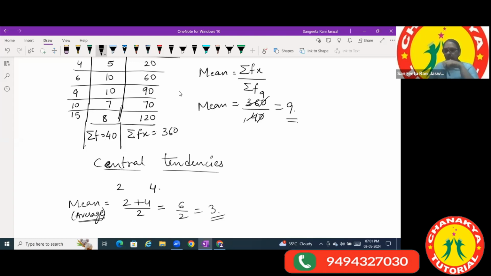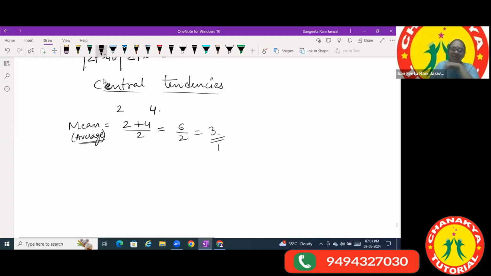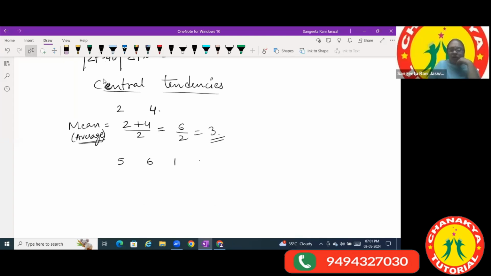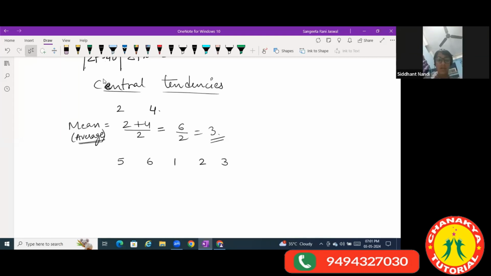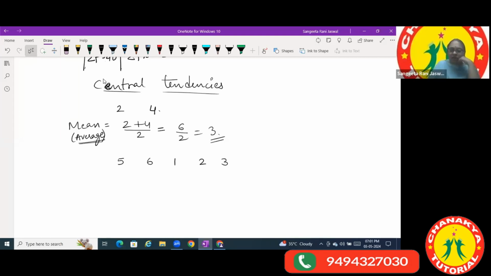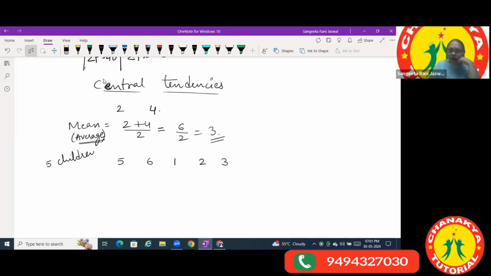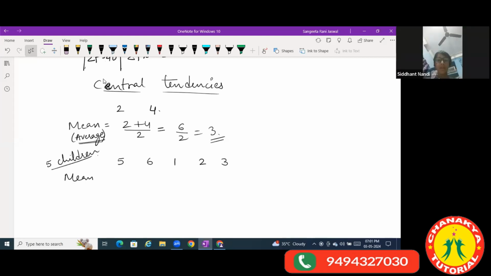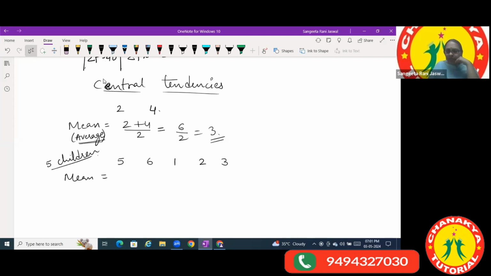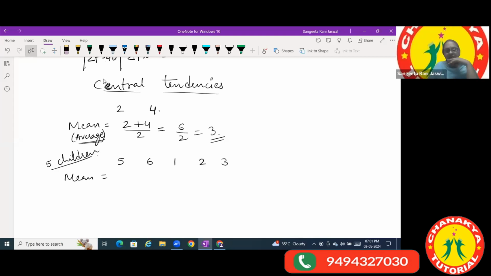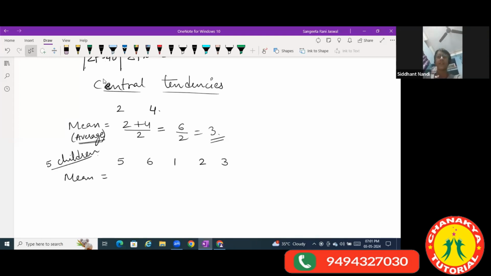Right, children? So suppose you have marks of children of your class: somebody got 5 marks out of 10, somebody got 1 mark, somebody got 2 marks, somebody got 3 marks. These are marks of 5 children in your class. You have to find the mean. We'll just add all the data that we have and we'll divide by the number of observations. Here there are 5 observations, so we'll divide by 5.